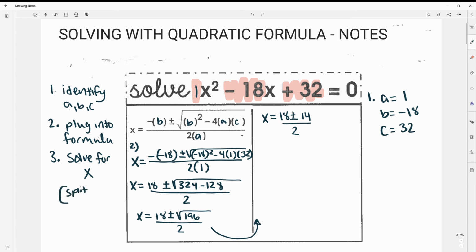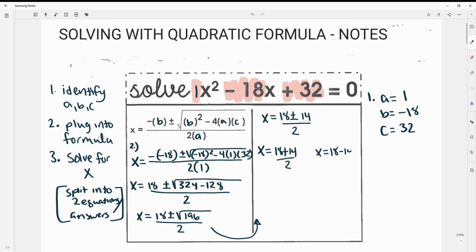Let me add to step 3. I'm just writing down split into 2 equations or answers. The reason I'm writing that down is because I do have plus or minus. That means one of my answers is going to be when I'm adding, and the second answer is going to be when I'm subtracting. So let's split that up into my 2 possible answers. One is when I'm adding 14, and the second answer is going to come from subtracting 14 instead.